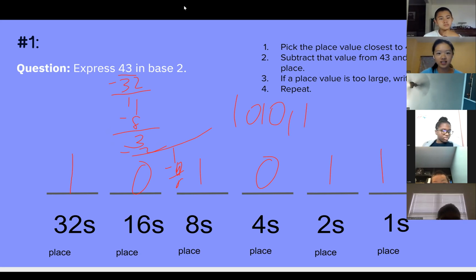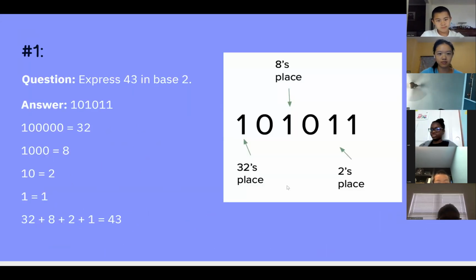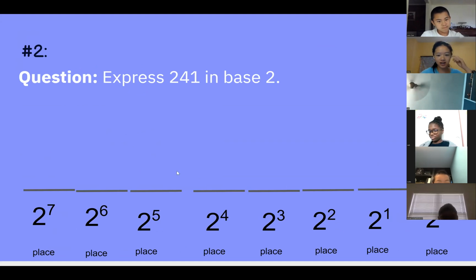Good job, guys. Oh, we just did that. We are going to skip it. Okay, whoa. Oops, I may or may not have shown you guys the answer, but we're gonna hope that you didn't see that. Express 241 in base 2.